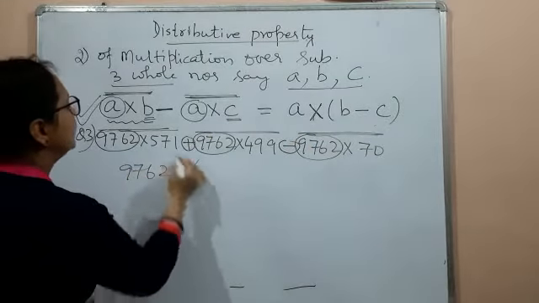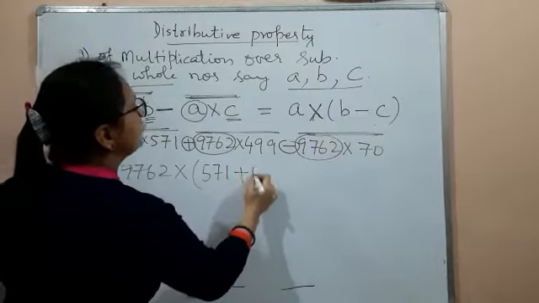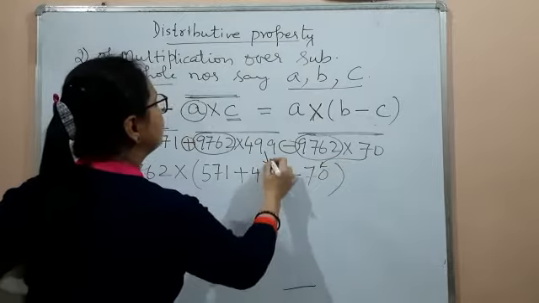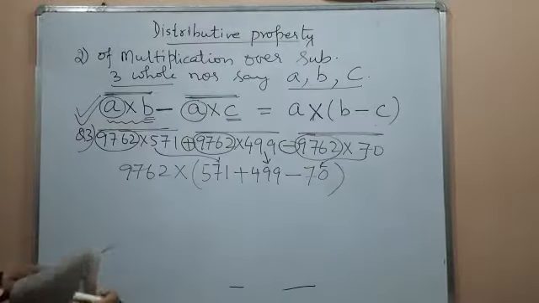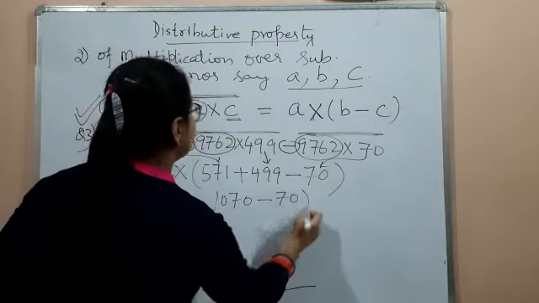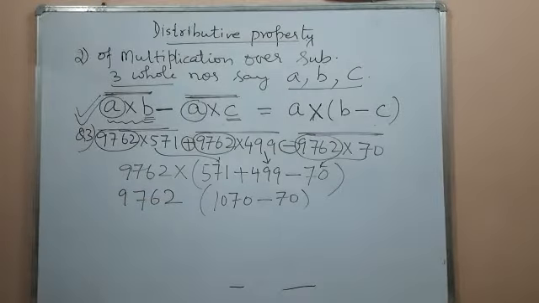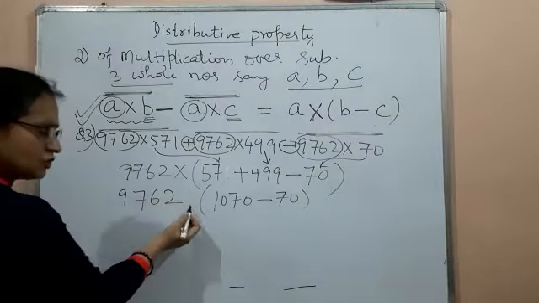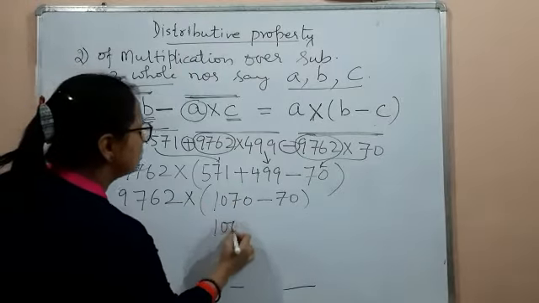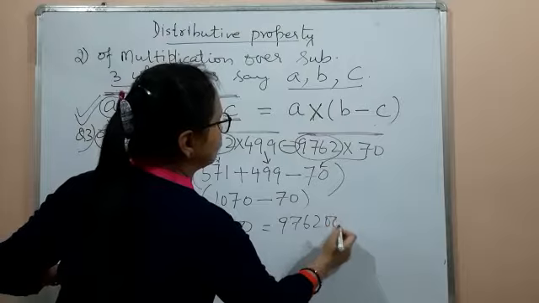So what we will do? 9762 will be taken multiplied by, instead of multiplying it individually and then solving, we can do it this way: 571 plus 499 minus 70. The minus sign is this. This we took, this we took here, and this also I have taken. If we solve it, the sum of these two is 1070, and from here we subtract 70. Now see, in class 6 you will learn that even if you don't write multiplication, it is understood to be multiplication. So this is 1000 multiplied by 9762. So the answer is 9762 with 3 zeros added.